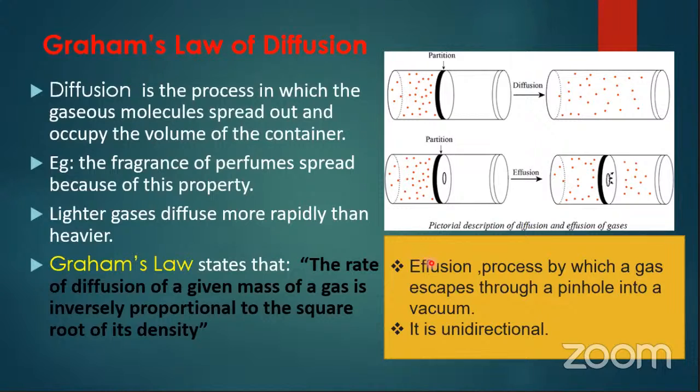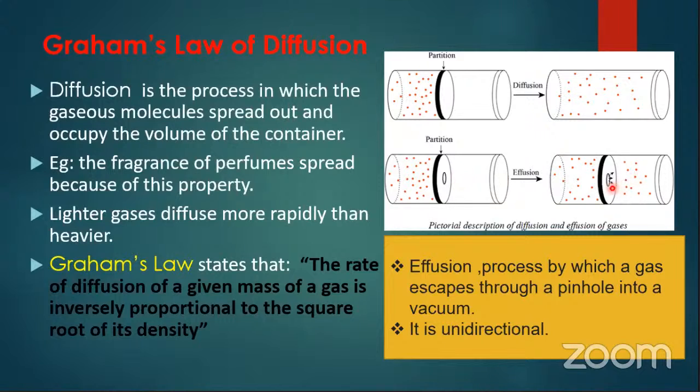So both look like similar definitions, but there is some difference here. Diffusion is shown in this picture, but effusion is shown in this picture. Effusion is the process by which a gas escapes through a pinhole into vacuum. So earlier there is no gas here, but due to high pressure of the gas that is taken initially here, it goes through this pinhole. Okay, from here to here, like this.